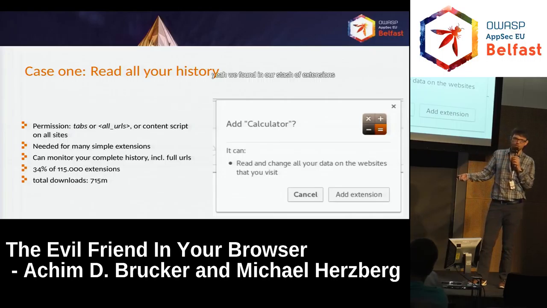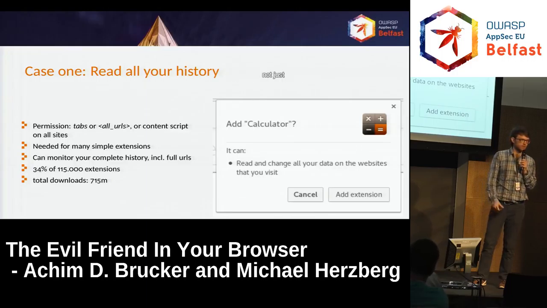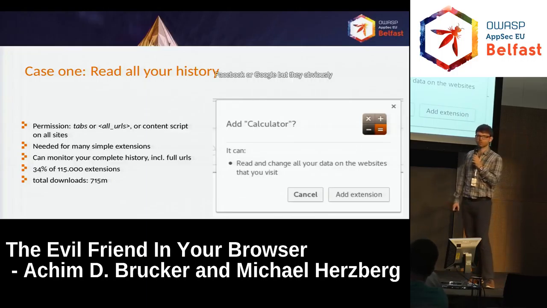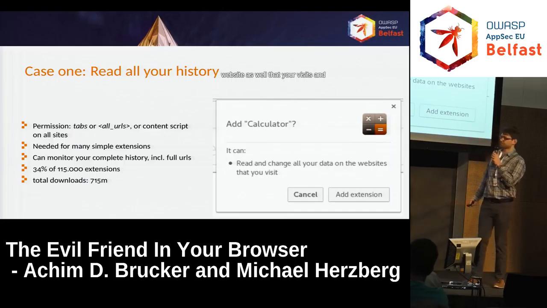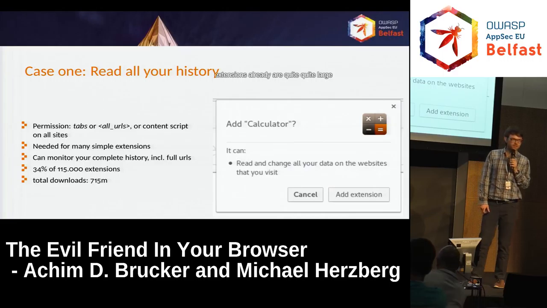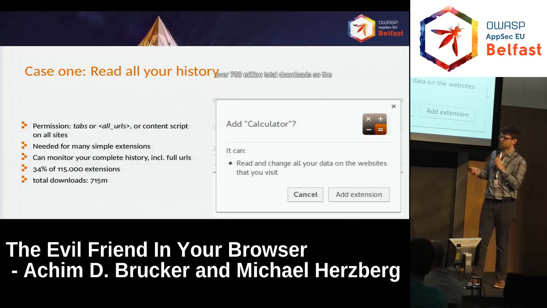And yeah, we found in our stash of extensions that already over a third of these extensions need or want access to all of the URLs you visit, not just Facebook or Google, but they obviously want to provide some good functionality to every website, like your bank website as well. It's already quite scary to see that the total download numbers of these extensions are quite large, over 700 million total downloads.